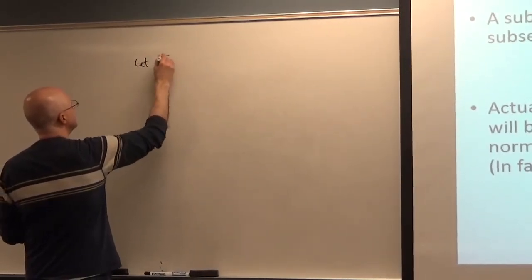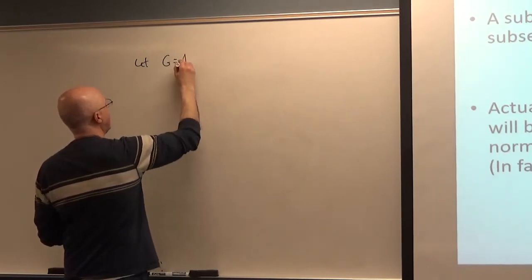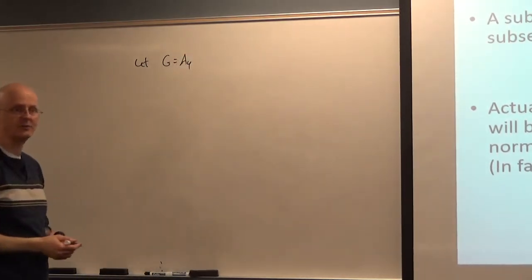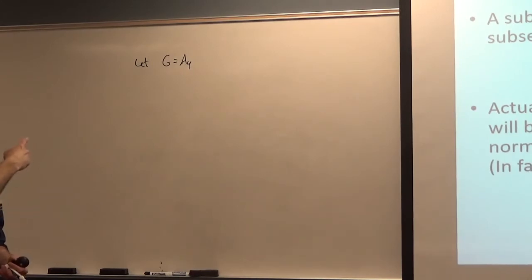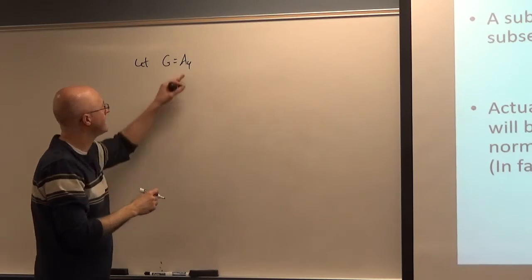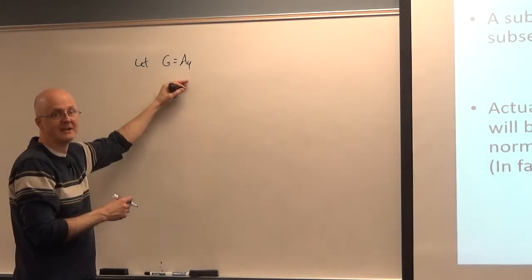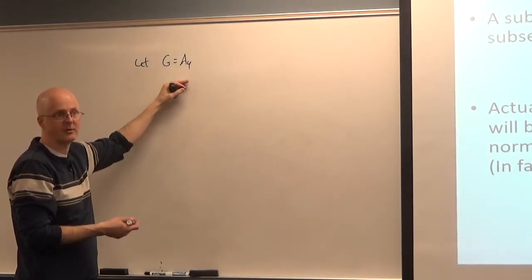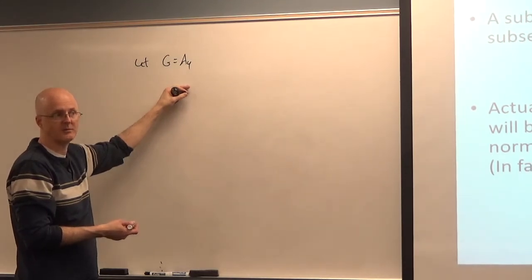Let G equal A4, the alternating group on 4 elements. How many elements are in this group? 12, right? 4 factorial divided by 2. S4 has 24 elements, 4 factorial. This is the subgroup of even permutations on 4 objects.